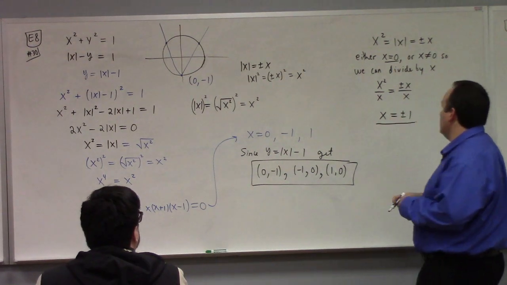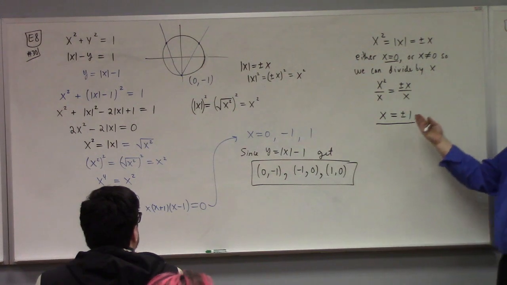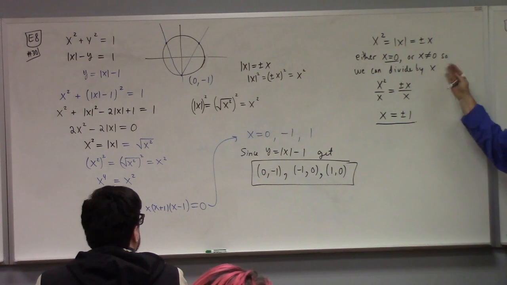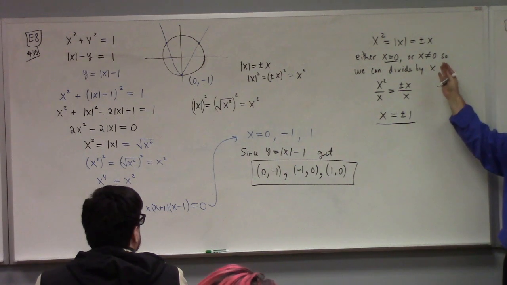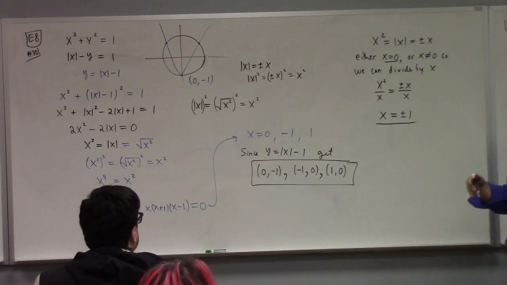So either you can work like this and find your three answers, or you can break it up into logical cases. But when you divide by x, you have to be careful. Make sure you set aside logically that x equal to 0 is a solution, right? If you lose track of that, then you lost one of your solutions.